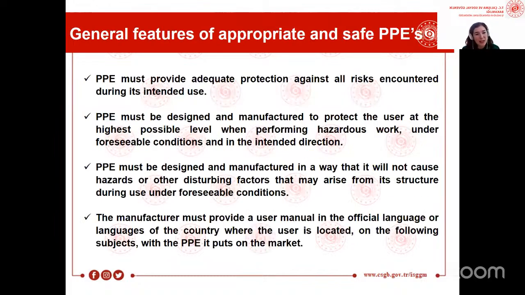PPE must provide adequate protection against all risks encountered during its intended use. PPE must be designed and manufactured to protect the user at the highest possible level when performing hazardous work. PPE shouldn't cause hazards or disturbing factors that may arise from its structure. The manufacturer must provide a user manual in the official language. In our country, we look for a Turkish user manual.